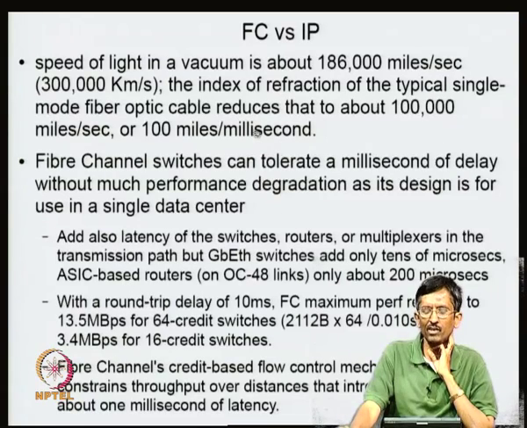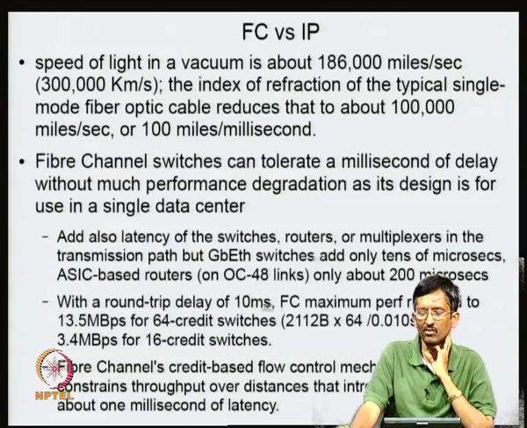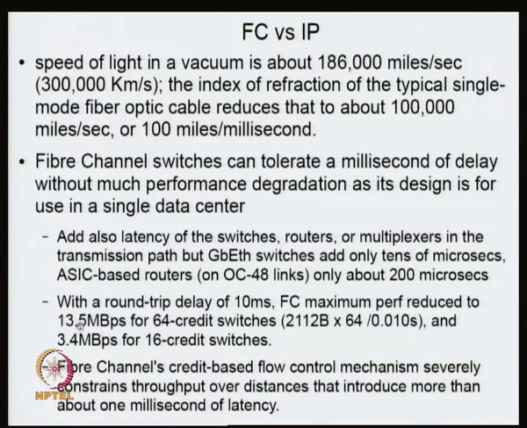Even if you add other things like the latency of switches, routers, etc., it is only tens of microseconds, which is not too much. So if you assume it's a millisecond, or at the maximum 10 milliseconds, you will notice that the performance of Fiber Channel maxes out. You can see this, for example, suppose you have what are called 64 credit switches, at the link layer level.